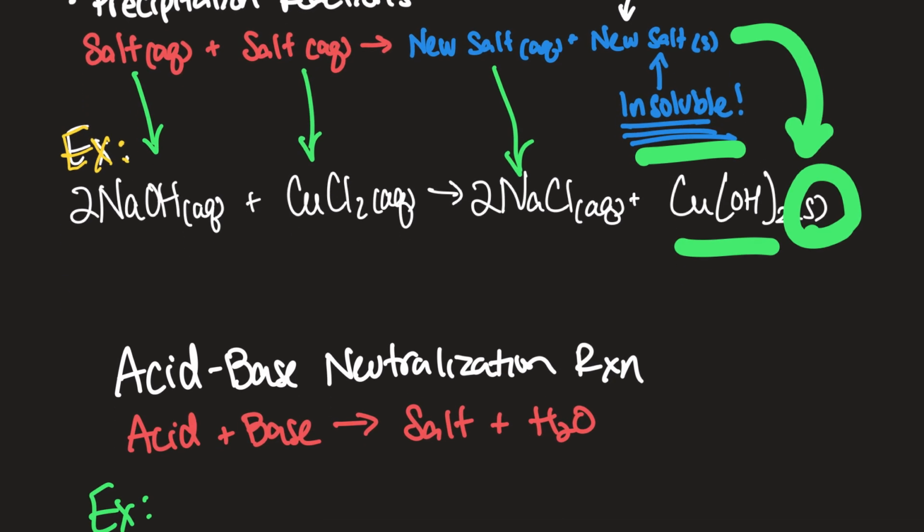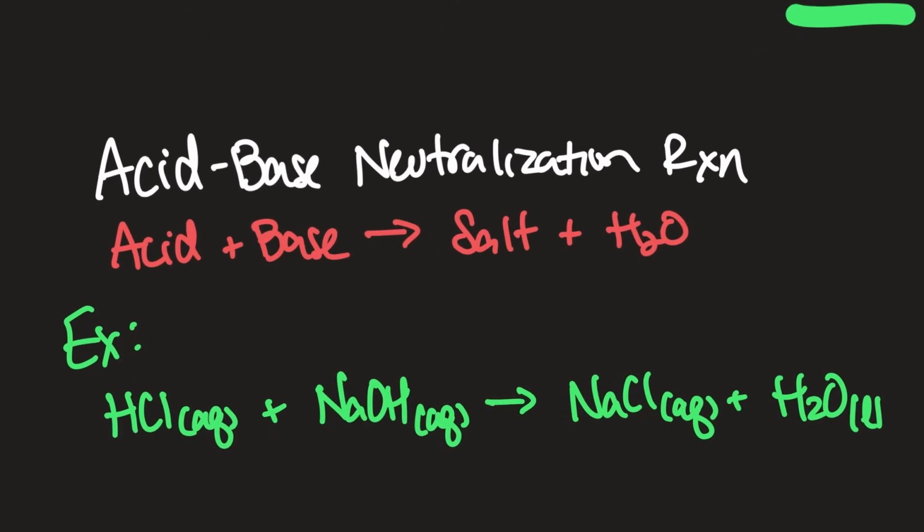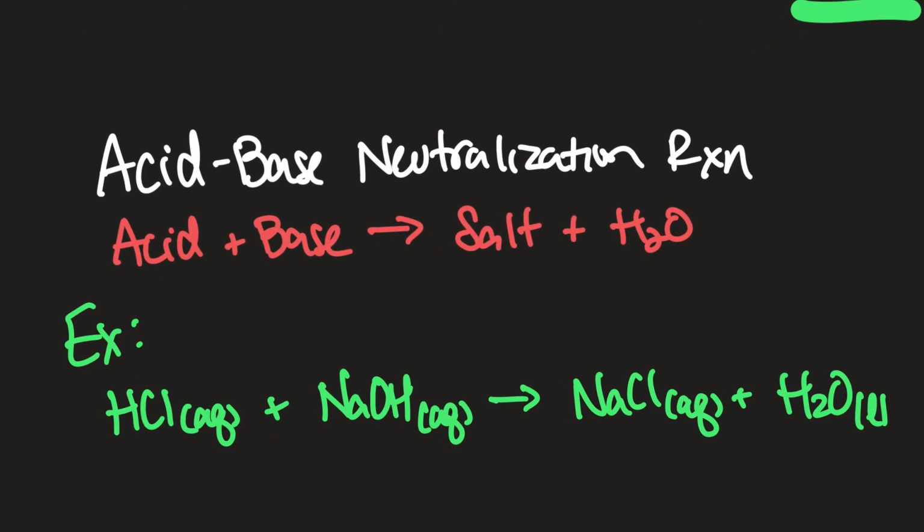Now, there's another type of reaction where we have an acid-base neutralization reaction. Now, in an acid-base neutralization reaction, you have an acid that reacts with a base. All right, so typically it's a strong acid with a strong base, and it's going to make a salt and water. So let's look at an example.